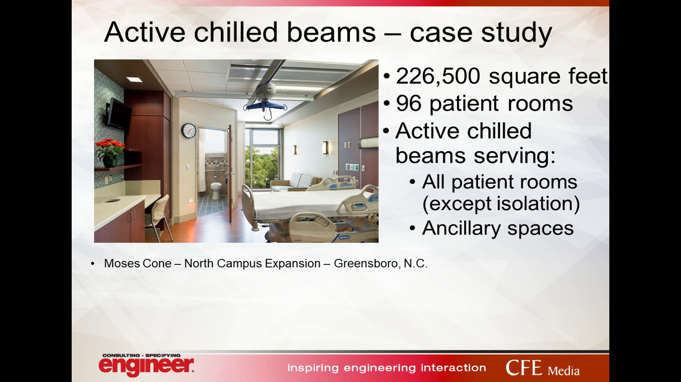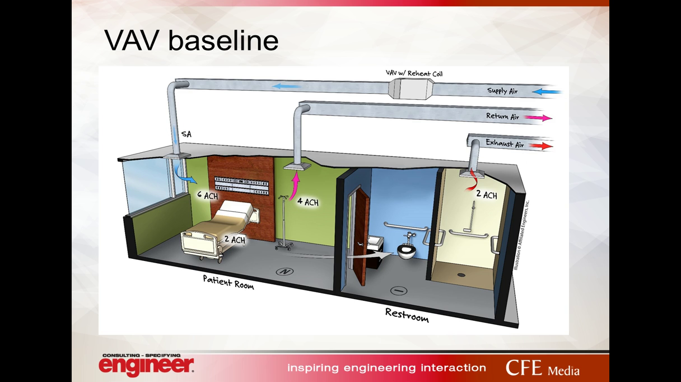So we did a project that opened 5 years ago in Greensboro, North Carolina, the Moses Cone North Campus expansion, and it was one of, if not the first, hospital in the country to have active chilled beams in the patient care areas. The project was about 200,000 square feet, almost 100 patient rooms, and we had active chilled beams in all of those rooms except for the isolation rooms because of ASHRAE 170, because of the prohibition for recirculation in those rooms. We've already seen these pictures, but just to reiterate, we compared a VAV baseline project with a chilled beam project as we were trying to get this system approved in the building.